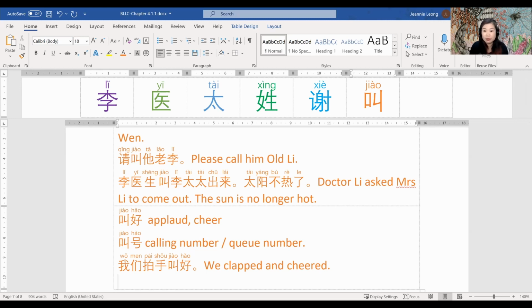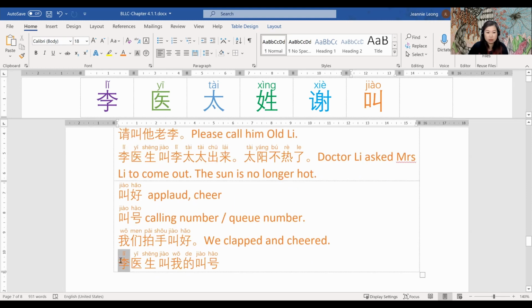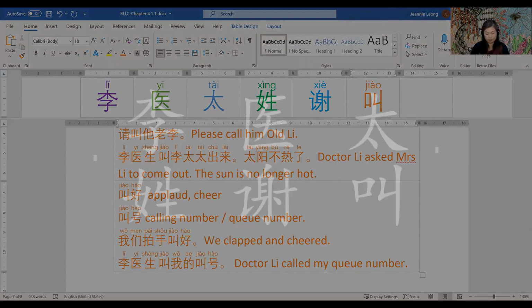Okay, maybe with the calling number, we can talk about the doctor. Maybe the doctor called my number because it's my turn. 李医生叫. In this case, it's that 叫 because he's calling me. 叫我的叫号. I've got to be careful because there are two options that come up, 叫好 and 叫号. So I'm going to pick this one. 李医生叫我的叫号. Dr. Li called my number. He's not calling me on the phone. It's calling my queue number.